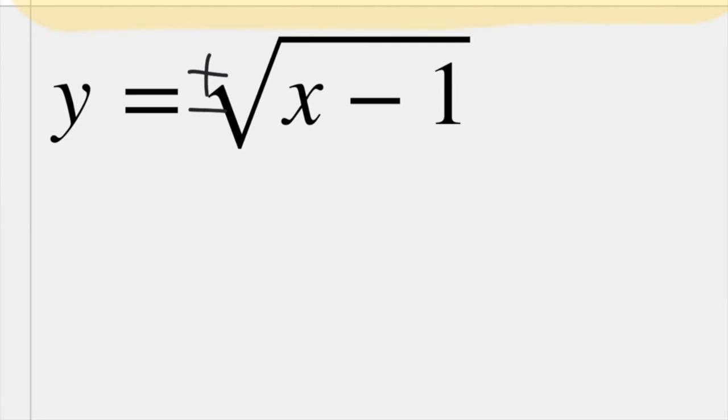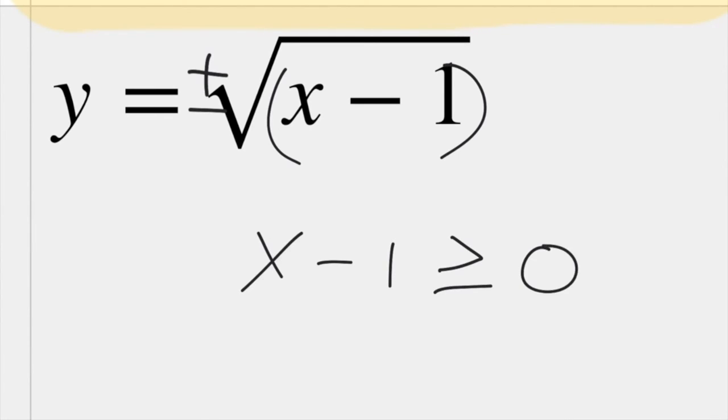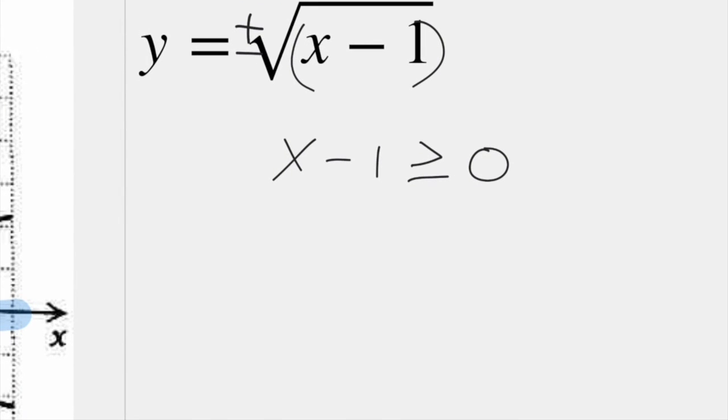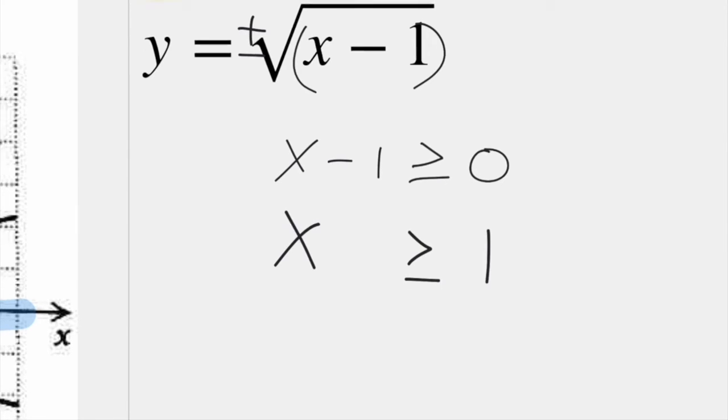If that's the case, then we have to make sure that what's inside the square root does not go negative. X minus 1 has got to be greater than or equal to 0. It can be equal to 0 because the square root of 0 is 0, and that's fine. But if it gets negative, then that's where we go into imaginary land, which we can't graph right now. It's just real numbers that we're graphing. So we're going to add 1 to both sides to get x is greater than or equal to 1.